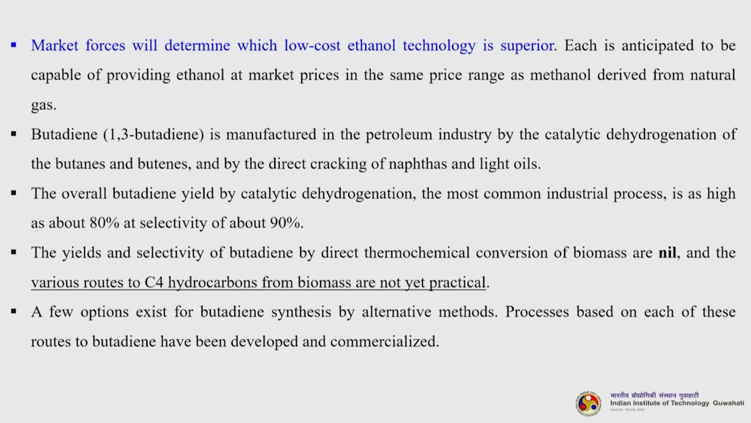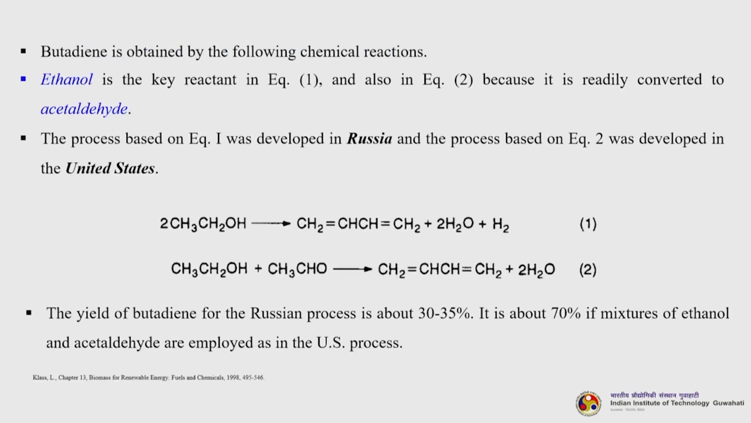A few options exist for butadiene synthesis by alternative methods. Processes based on each of these routes to butadiene have been developed and commercialized. Butadiene is obtained by the following chemical reactions. Ethanol is the key reactant in equation 1 and also in equation 2 because it is readily converted to acetaldehyde. The process based on equation 1 was developed in Russia, and the process based on equation 2 was developed in the United States. Okay, these are the two reactions you can see.